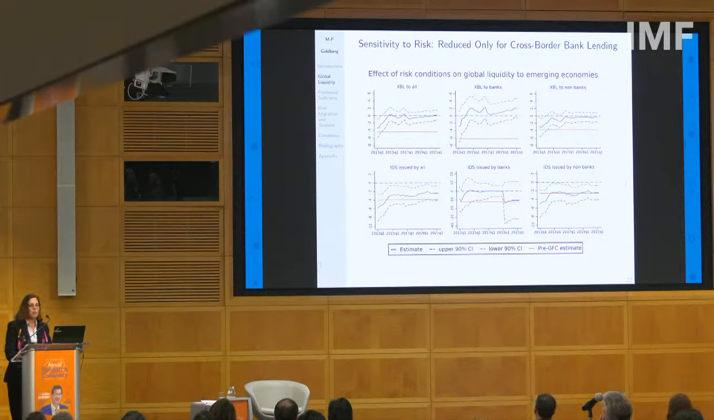In that case, pre-global financial crisis, cross-border lending to banks located in all groups of countries contracted when risk sentiment deteriorated. After the global financial crisis, on average, funding flows went into safe haven country banks and non-bank borrowers when deteriorations in risk conditions occurred.